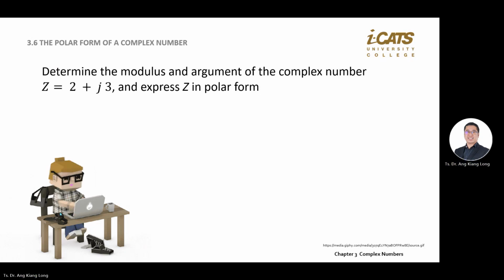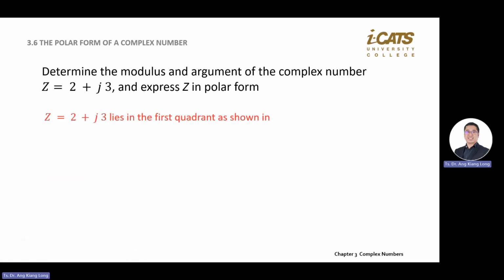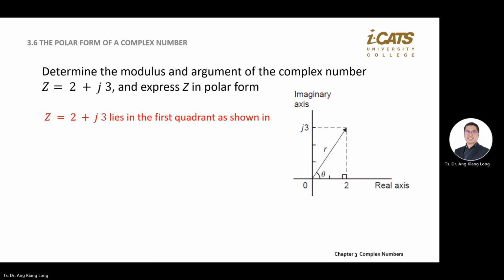So in this case, you draw the Argand diagram first, right? This is the real number, this is the imaginary number. So you have your x and y direction. You just draw it to visualize, right? So it's in the first quadrant. Just to recap, this is the first quadrant, second quadrant, third quadrant, fourth quadrant.